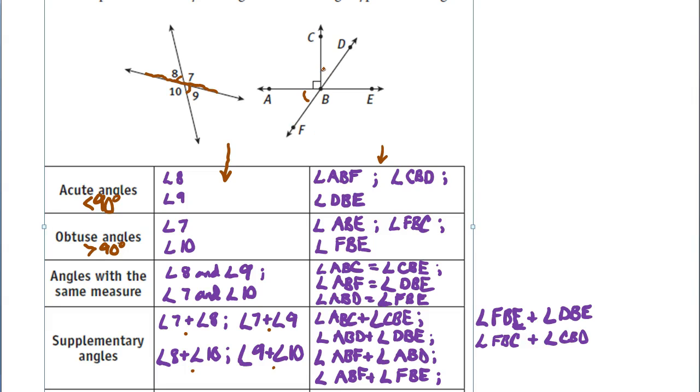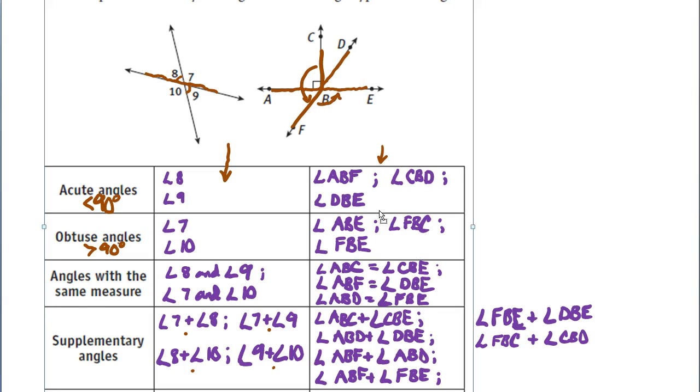Another angle is in between here, CBD. And then this angle right next to it, DBE. These are all acute angles. Okay, obtuse angles, angles that are greater than 90. We have angle ABD, that's obtuse. Then we have angle F to B to C, that one is obtuse. And last we have angle F to B to E.